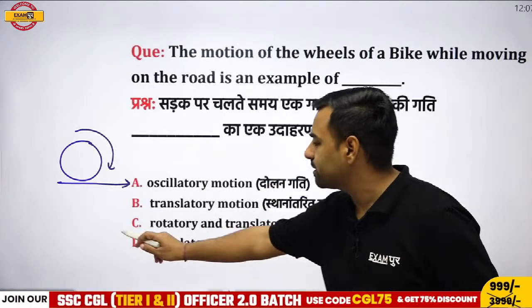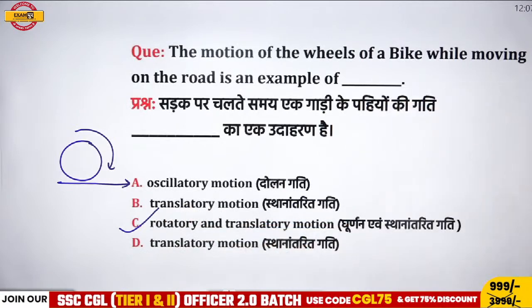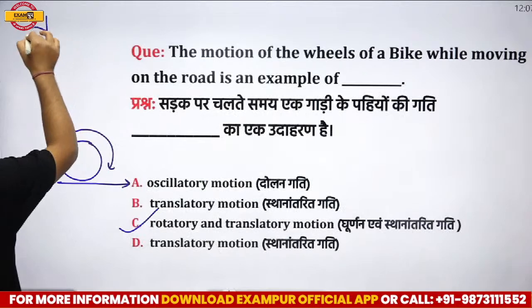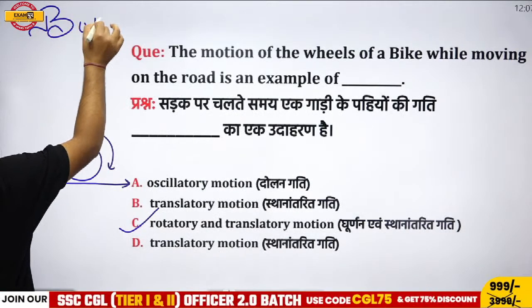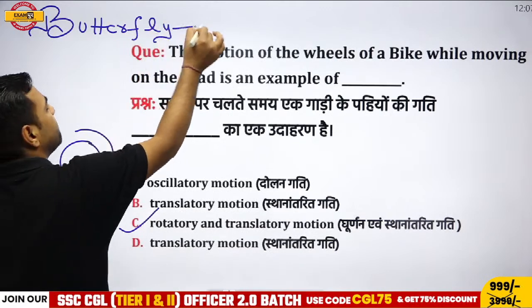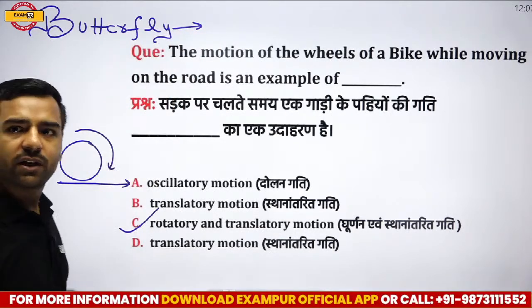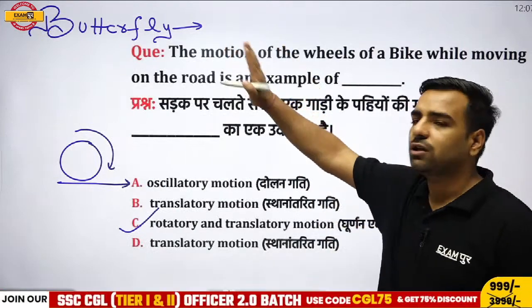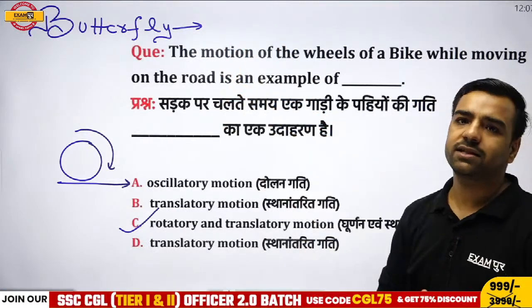So here, what is the correct answer? The correct answer is going to be rotatory and translatory. Now, one more question was there. If I talk about the motion of a butterfly, can you answer this part? What will be the motion of a butterfly? Gobinath, Vikram, Akhileshwar. Again, this question is also asked in CGL. So need this answer as well.